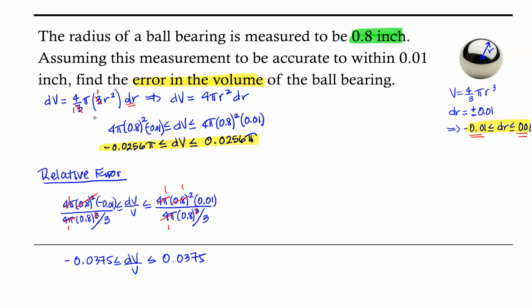So what we can say now is that the relative error is 0.0375, and we can say that the percentage error is 3.75%.